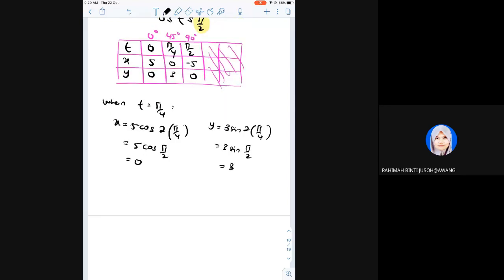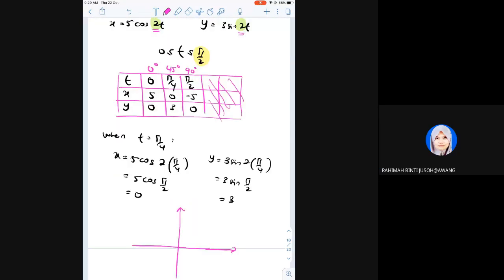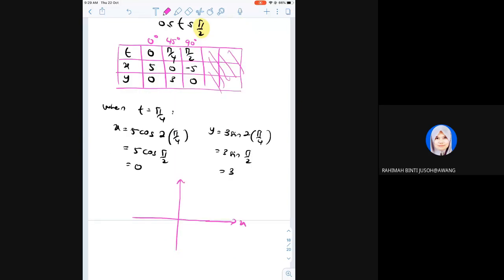So let us plot the graph. You will have something looks like this. Ini kalau you tengok secara logik dia adalah ellipse kan? Ya. Ellipse major axis daripada x, y. Okay. Tapi disebabkan oleh dia stop sampai pi over 2 je, so you punya graph separuh je guys sebenarnya.